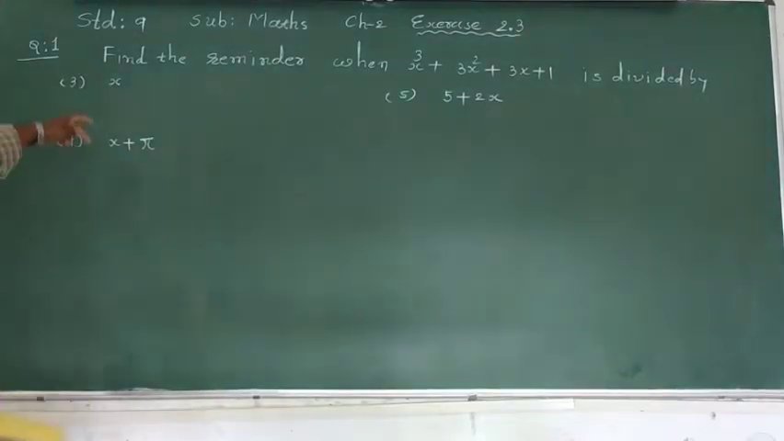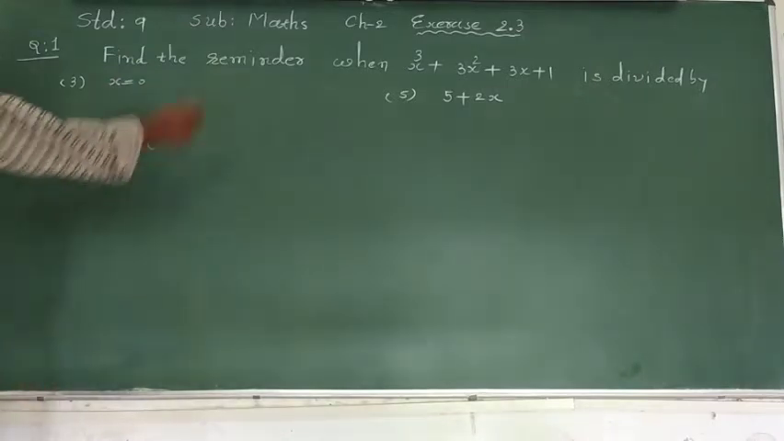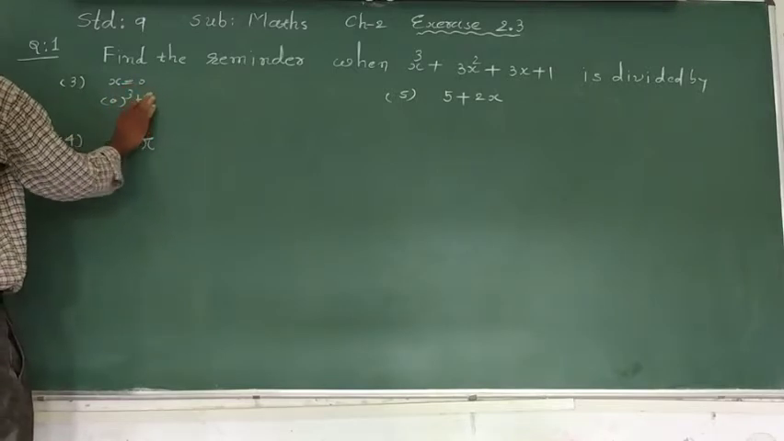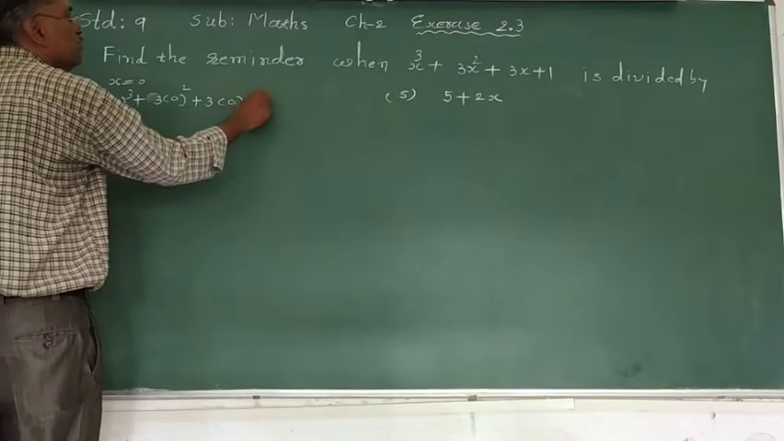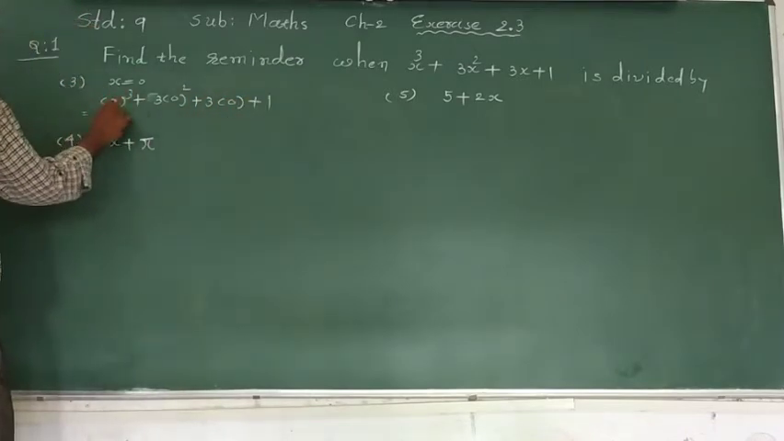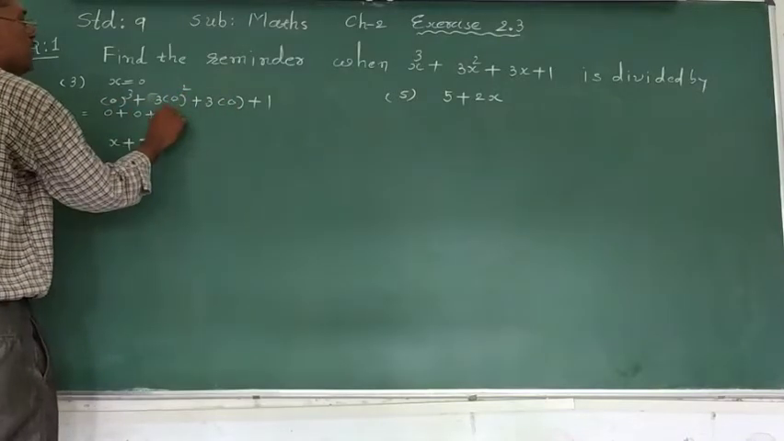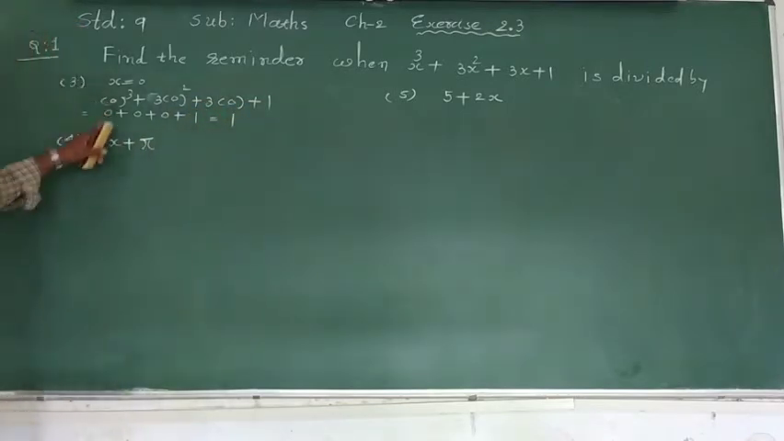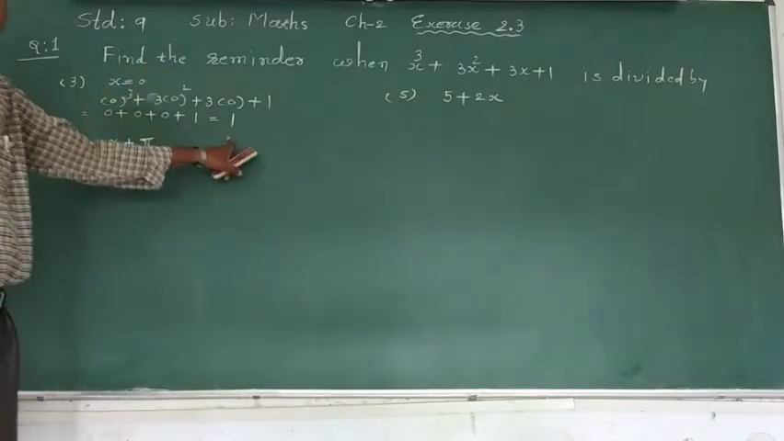Okay, now we will continue the question, third and fourth and 5. So here x equal to 0. So we can write the value of x: 0 cube plus 3 into 0 square plus 3 into 0 plus 1. So 0 cube is 0, 0 square is 0 multiplied with 0, 3 multiplied by 0 is 0, and only 1 will remain. So 0 plus 0 plus 0 plus 1 equal to 1. So 1 is the remainder.